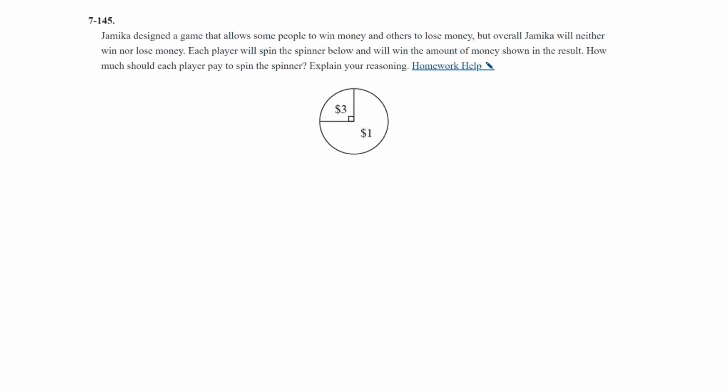Question 145. Jamaica designed a game that allows some people to win money and others to lose money. But overall, Jamaica will neither win nor lose money. So once again, to read that sentence again, allows some people to win money, but others need to lose money. But overall, she will neither win nor lose money. Each player will spin the spinner below and will win the amount of money shown in the result. How much should each player pay to spin the spinner? Explain your reasoning.